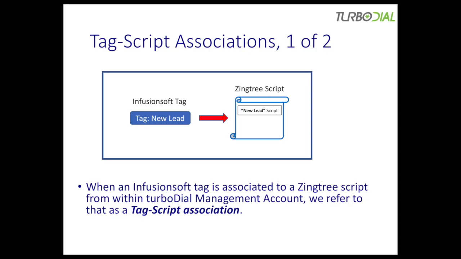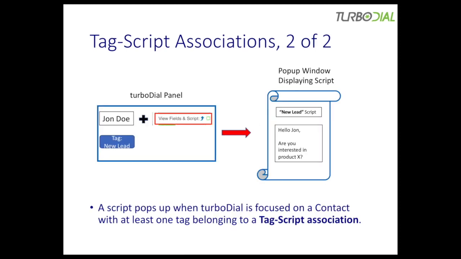When an Infusionsoft tag is associated to a Zingtree script from within your TurboDial management account, we refer to that association as a tag script association. In this case, you can see that the Infusionsoft tag called new lead ends up being associated to the Zingtree script that's called new lead as well. When you focus your TurboDial panel on a contact that has a tag associated with a tag script association and then click this blue up arrow icon, a pop-up will occur and there will be a Zingtree script underneath it.